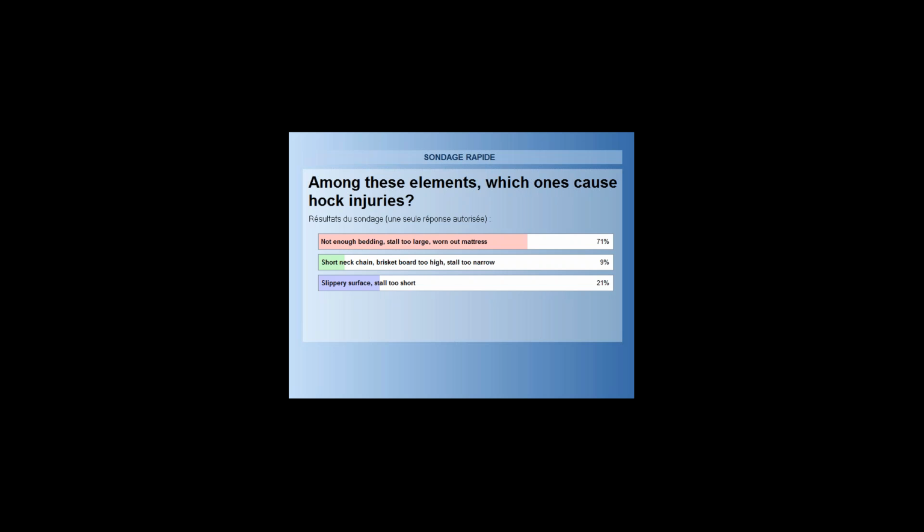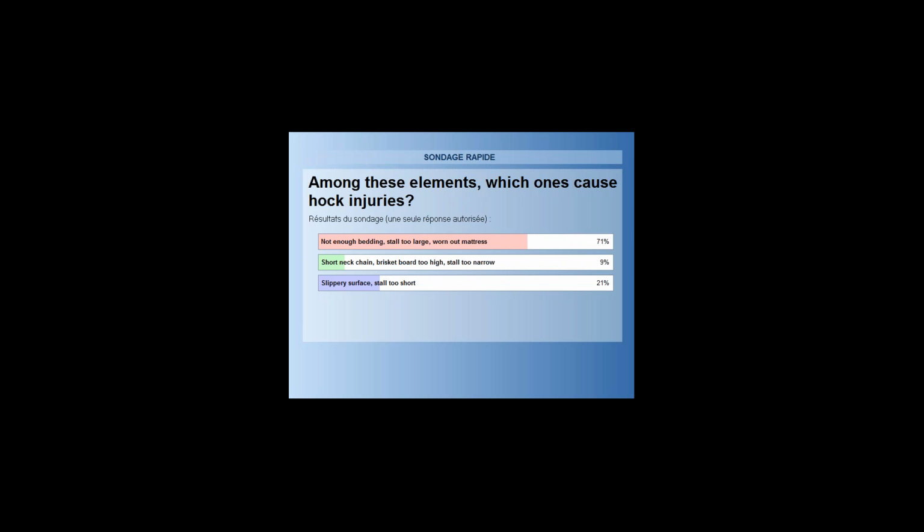And what about the third choice, which was the slippery surface and stall too short? Yeah, and again, a slippery surface is going to increase the risk of slips and falls in the stall itself, which could potentially lead to injuries on the cow, not only to the hocks of the cow, but other injuries, knee injuries, which we'll talk about in a few moments. And then too short of a stall is really the same thing, particularly if the cow's hanging off the back of the stall and they're rubbing against the back curb of the stall, and that's going to increase the risk of injury occurring to the hocks of the cows when they're rubbing up against that portion of the stall.